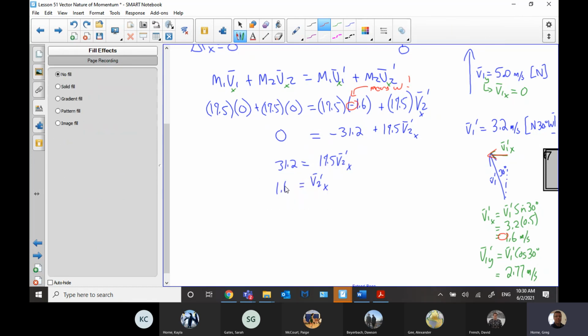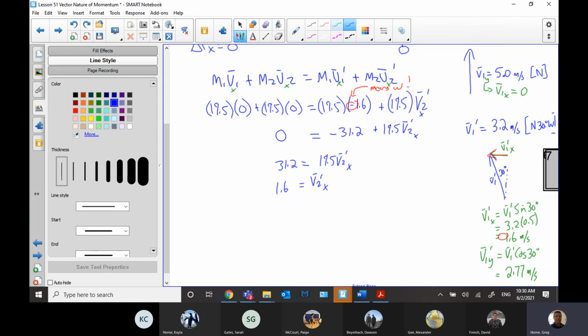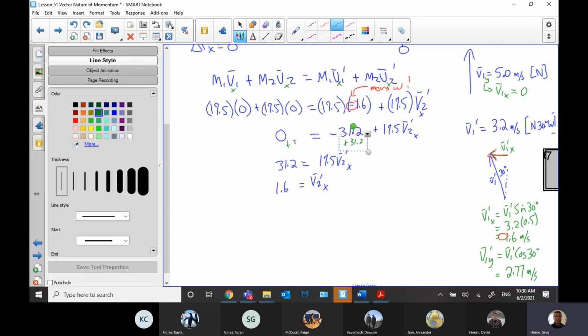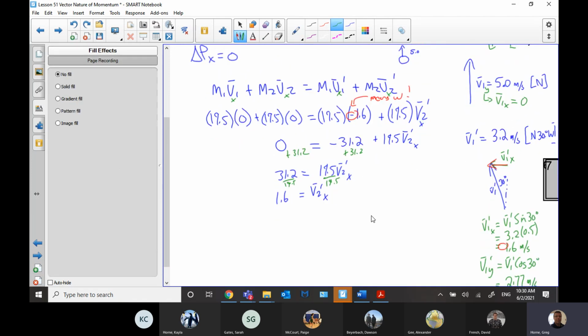So I could show some of those little math steps in there while you're copying what you need to copy. Go ahead and do what you want to do while I just add some of the help here. Right, adding gets rid of that. And then, of course, dividing both sides by 19.5 gets rid of that multiply by 19.5. So nice easy algebra, same as we've always done.